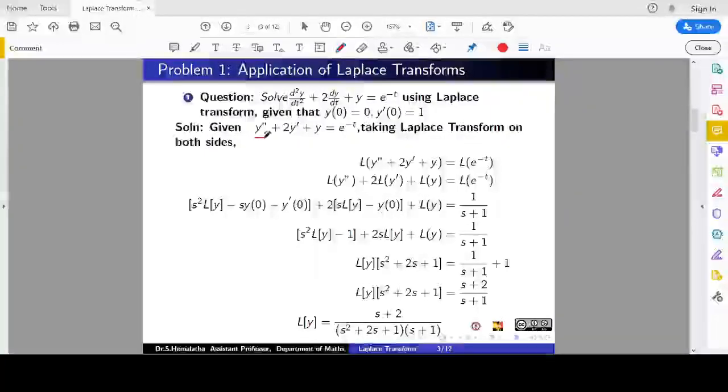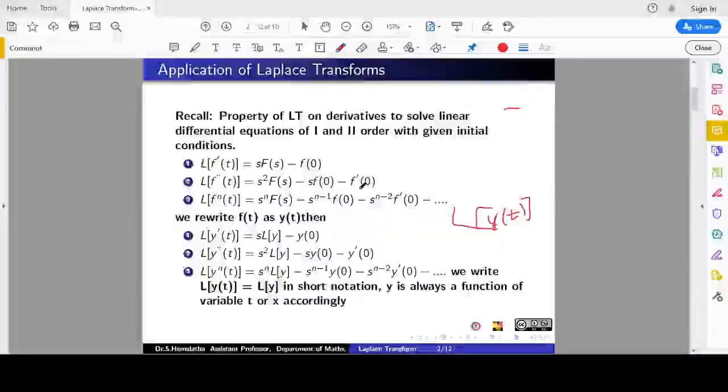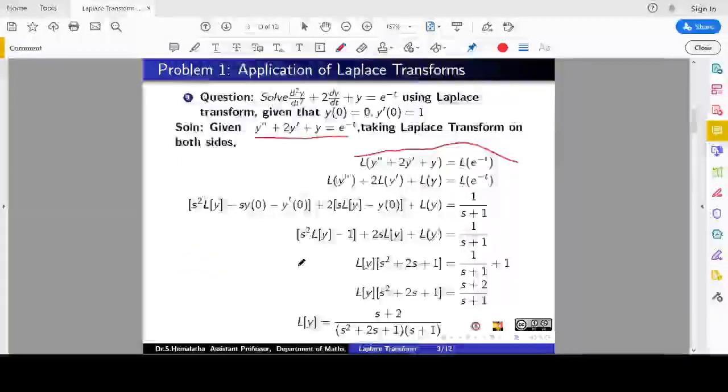So I have just rewritten the question here again in a simpler form: y'' + 2y' + y. And now this is the first step, where I have taken the Laplace on both sides. By linearity I can split and write. Here comes our formula, the formula we wrote here. We need to convert all these derivatives into L of y function. So that is what is done here.